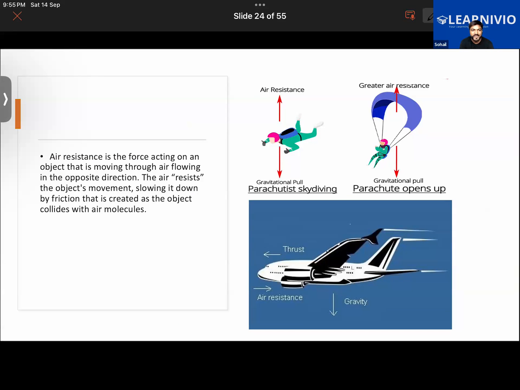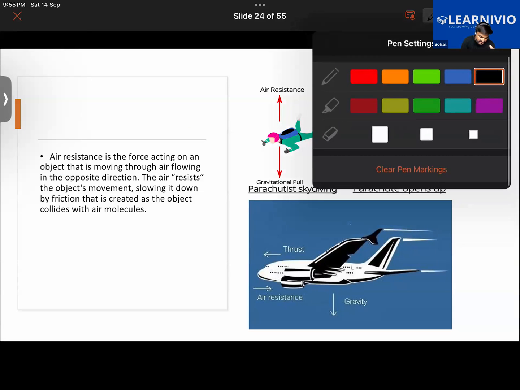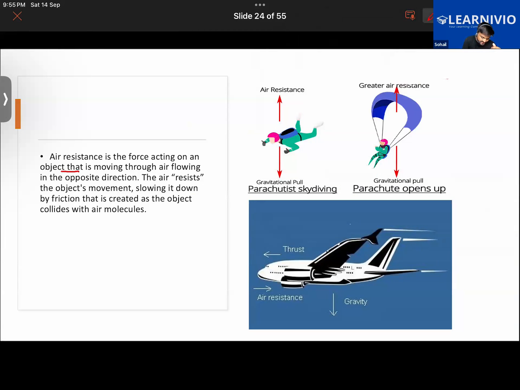Talking about air resistance, friction in the case of air. Air resistance is the force acting on an object that is moving through the air, in the opposite direction. Take for example this aircraft. It is moving in this direction, while the air resistance is acting in the opposite direction. So the air tries to resist its movement in the air. It tries to slow it down.